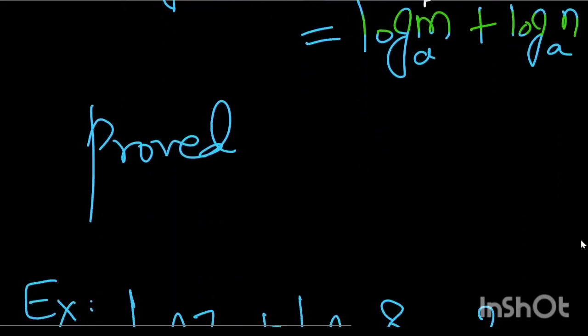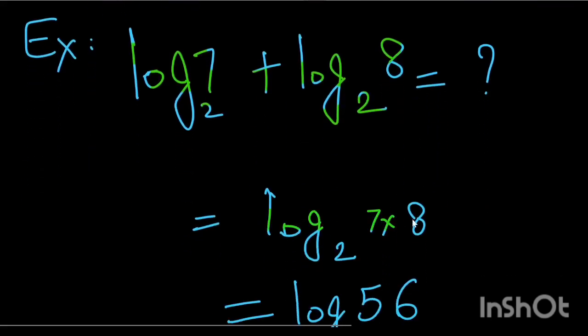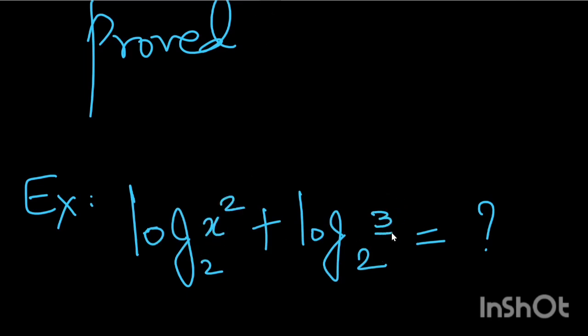So for example, log 7 plus log 8, if I ask, log 7 into 8 it becomes, so the answer is log 56, guys. In a similar way, if I write log x square plus log 3 by x, base is same. This is valid when the base is same. The proof is valid when the base is same.